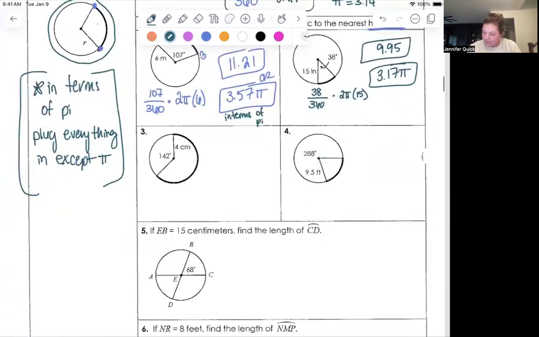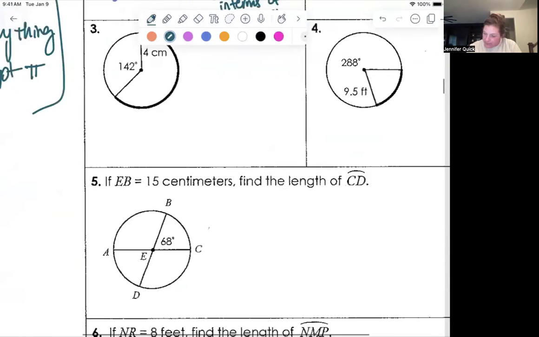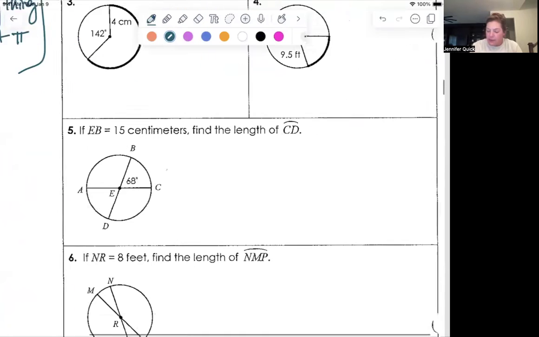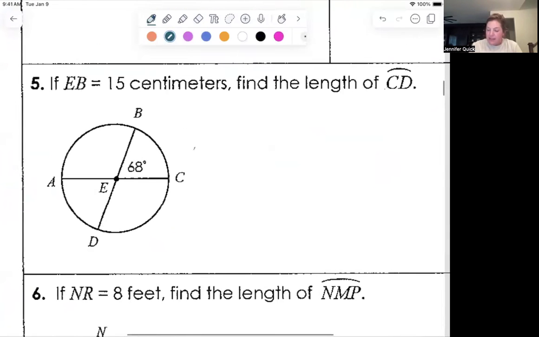Cool. Awesome. All right. I feel like you could do 3 and 4 fine. Let's move on to number 5. This says if EB, right here, is 15 centimeters, we want to find the length. There's the big difference: not the measure, the length of CD. So if I wanted the measure of CD, I would find the angle, which we still do have to find, the angle measure, because we need that in order to find its arc length.